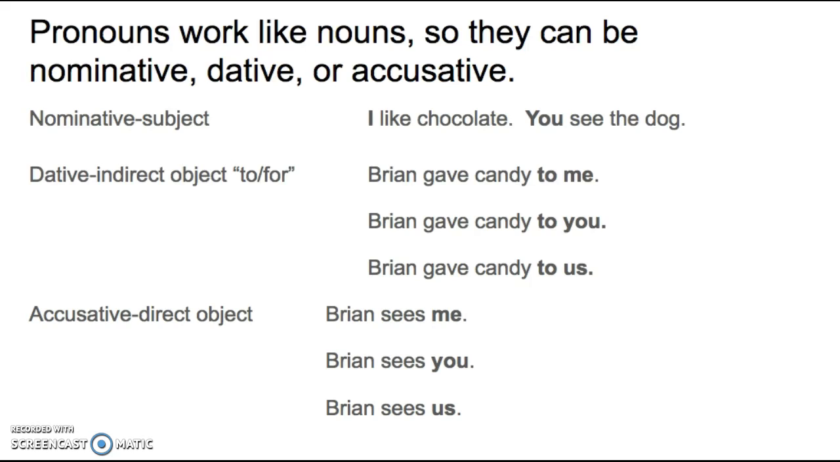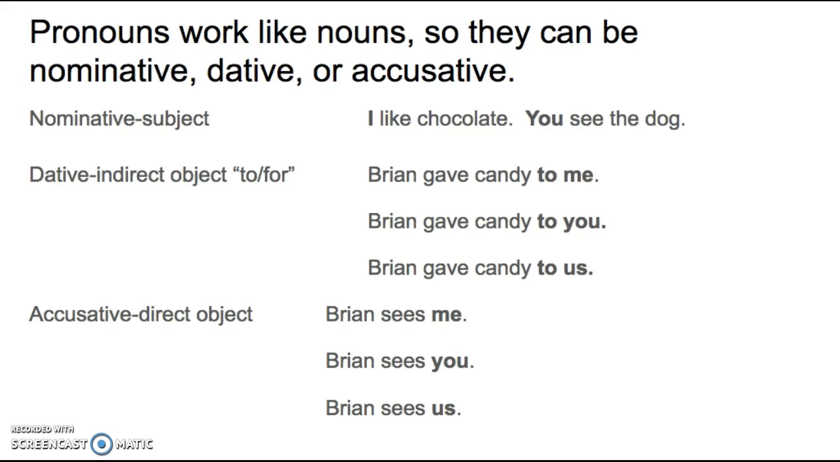Pronouns, like nouns, can also be direct objects. Brian sees who or what? Me. Me is the direct object. It needs to be accusative. Brian sees you. You is the direct object. It needs to be accusative. Brian sees us. Brian sees y'all. So pronouns can be nominative subjects, dative indirect objects, or accusative direct objects.